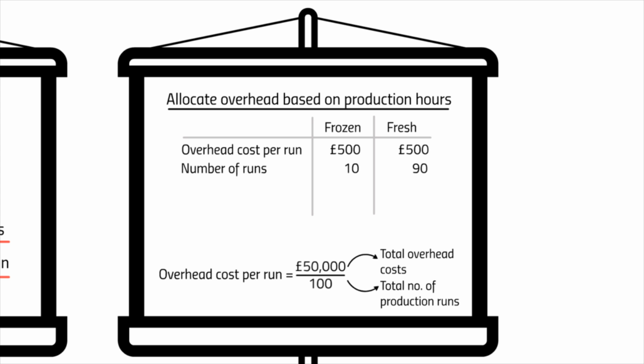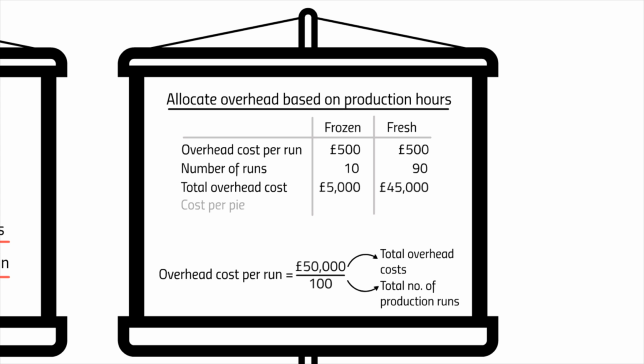But we want to find out how much to allocate to each type of pie, so we therefore need to find the total overhead for each. And we do this very simply by multiplying the £500 overhead cost per run by the number of runs. So for frozen, it's 500 multiplied by 10, and for fresh, it's 500 multiplied by 90. So that gives us a total overhead cost for frozen pies of 5,000 and for fresh pies of 45,000.